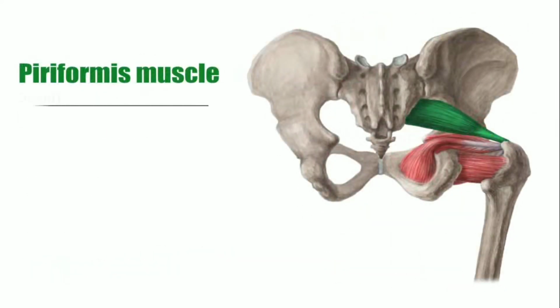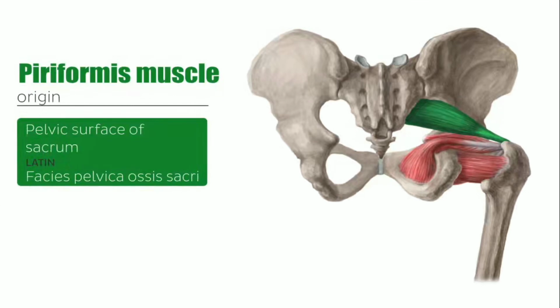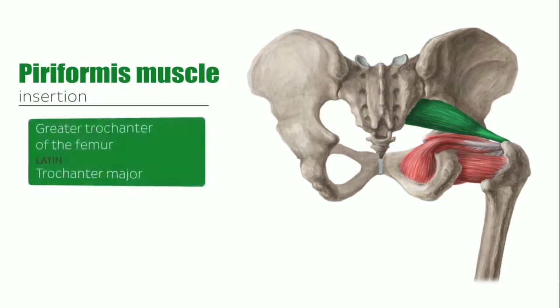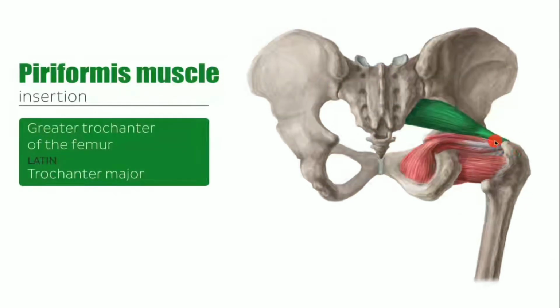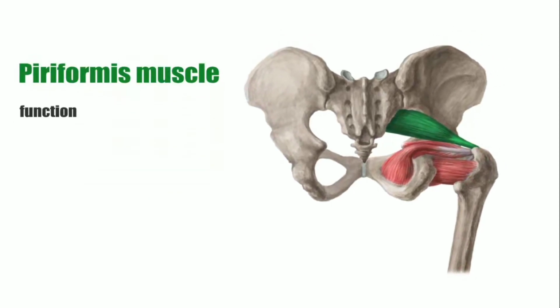About the origin of this muscle, this is going to come from the ventral side of the sacral bone, also known as the pelvic surface of the sacrum. As you can see here, this muscle is originating from the front, or the ventral side, of this bone known as the sacrum. In terms of insertion point, the muscle runs to the greater trochanter of the femur, as you can see also here. Let's take a look at the different functions of the piriformis.